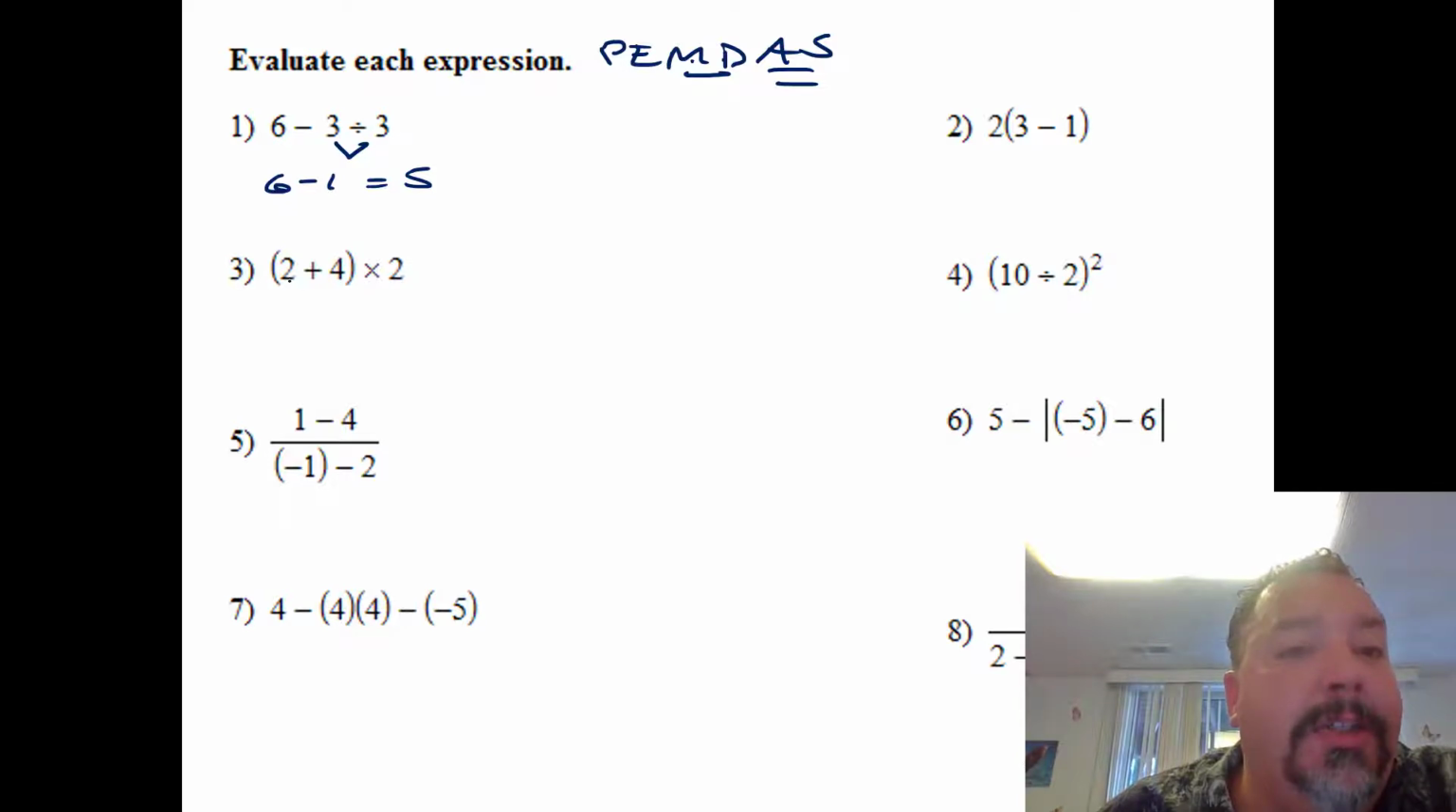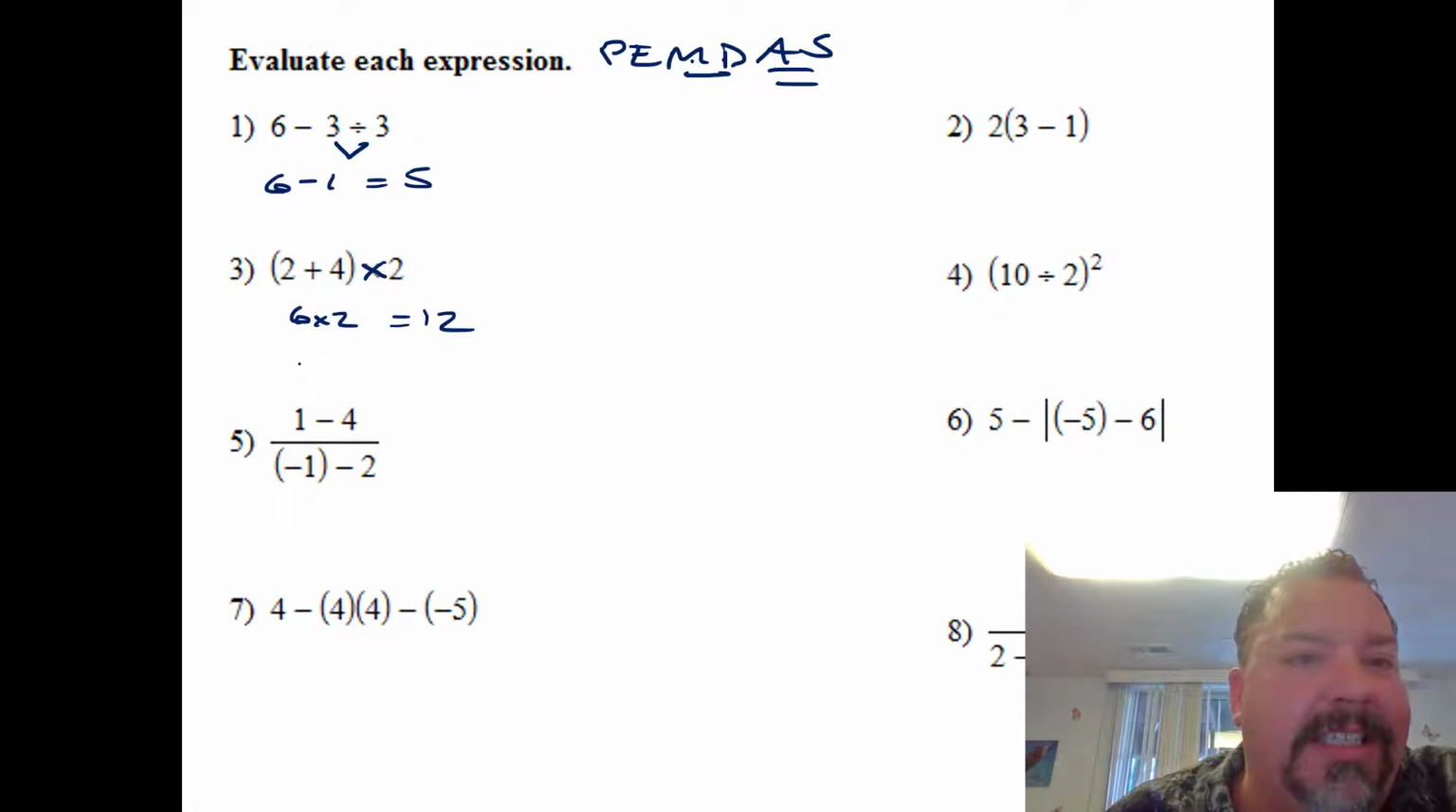For number 3, 2 plus 4, that's in parentheses. And here we're using the little x to mean multiplication, although that can change. There's many ways of writing multiplication. But let's just finish this problem here first. 6, we're going to do the parentheses first, times 2. That's going to give us 12.